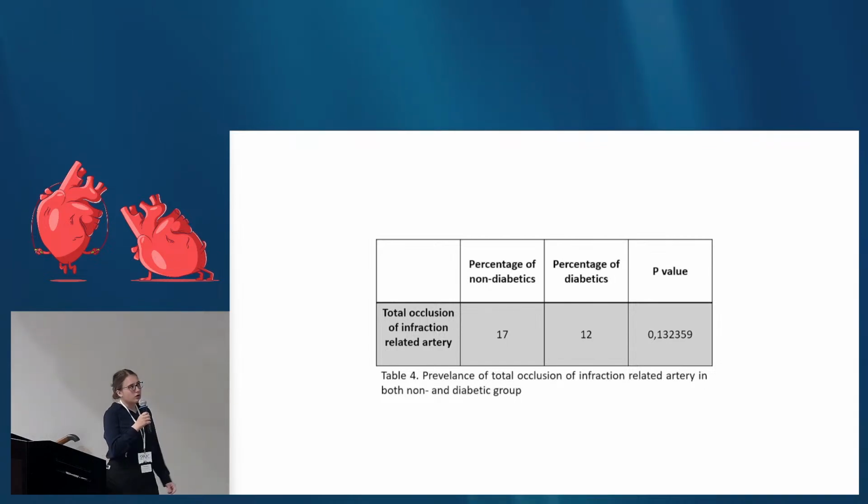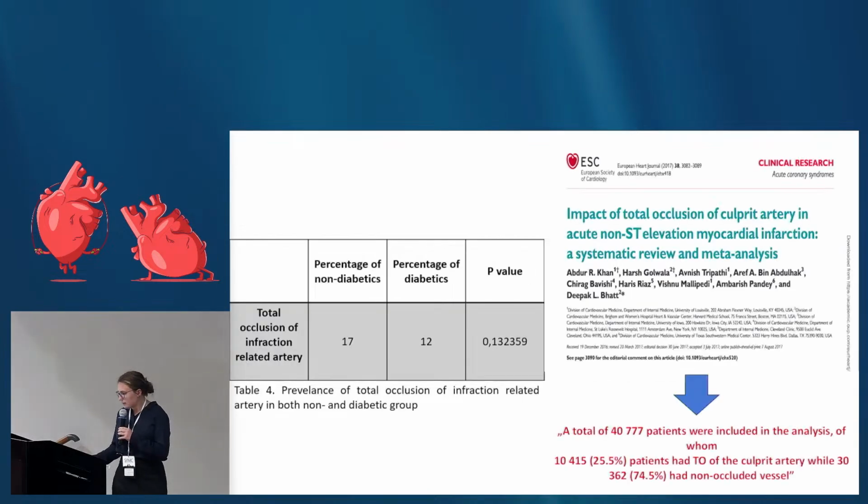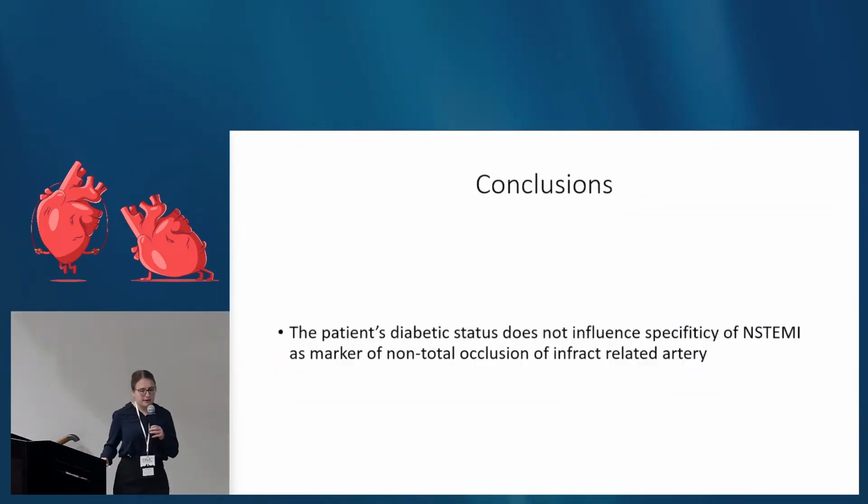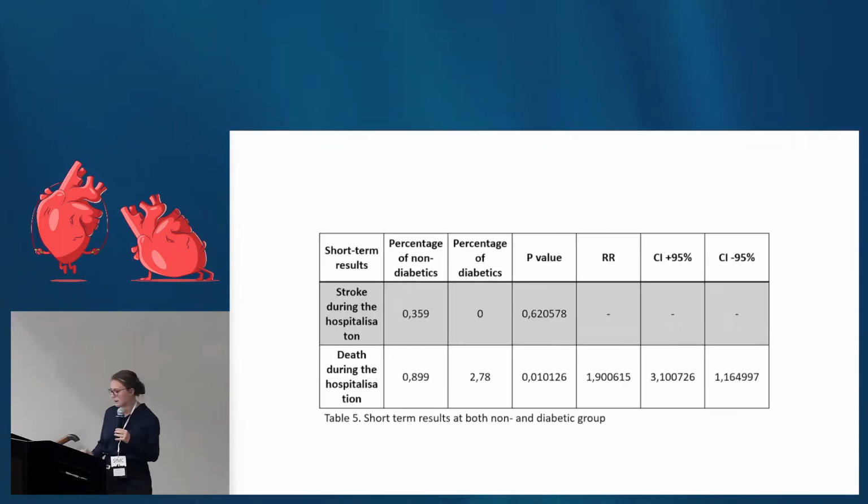Results. The prevalence of total occlusion of the infarct-related artery did not differ statistically between the subpopulations. The overall prevalence of total occlusion in this population was lower than in the ESC meta-analysis, which leads us to the conclusion that NSTEMI is an imperfect marker of non-total occlusion of the infarct-related artery in both the diabetic and non-diabetic groups.